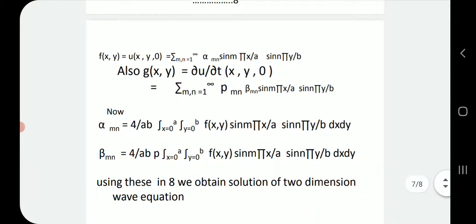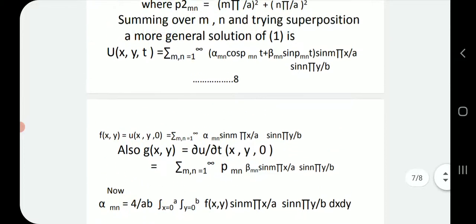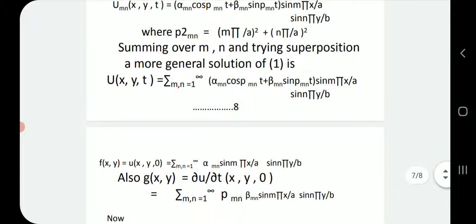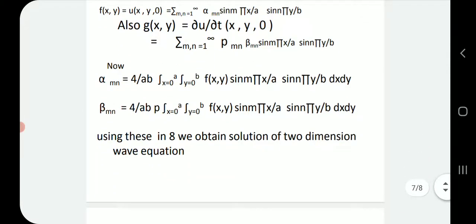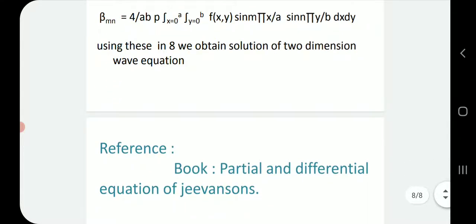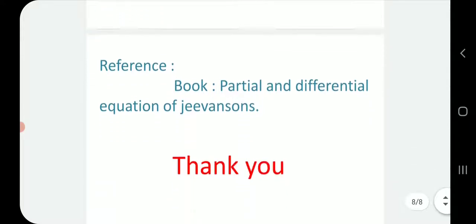Now we find the values of alpha_mn and beta_mn, and we put these values in equation 8 and we find the general solution of equation 1. We obtain the two dimensional wave equation solution. Thank you.